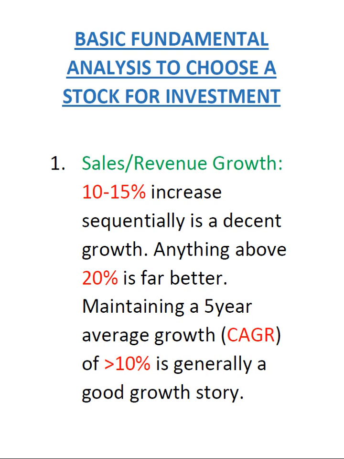If it is more than 20%, then it is going to be a much better stock which can give you good returns. And a 5-year average growth, which in many websites is given as CAGR. If it is more than 10%, it is also a good company to buy into. So this is the first important criterion: the sales has to increase. Now we go to the second.